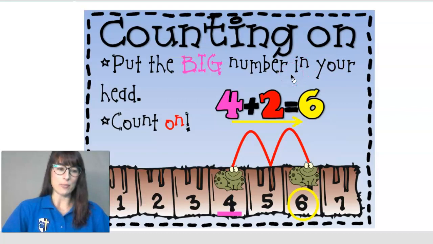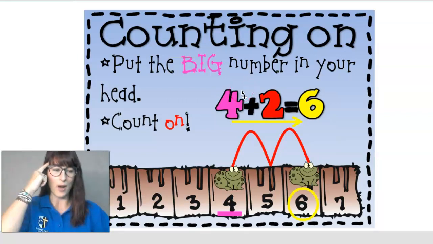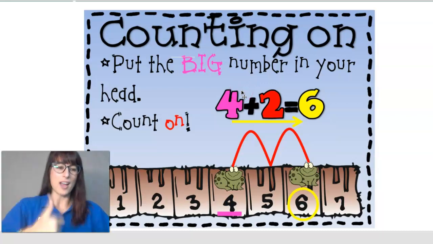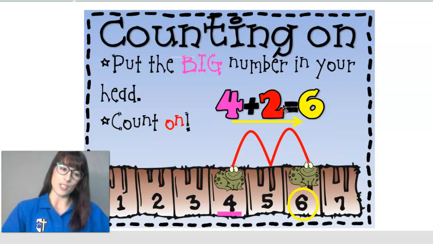Now, how do we add? I know that's normally an easier skill than subtraction. So adding, we again take the number, the big number this time, in our head, and we just add the number that they give us. So if they say 4 plus 2, we put the number 4 in our heads, and we go 5, 6. Okay, so that's counting on. That's what we do in addition. That's the only way to do this.